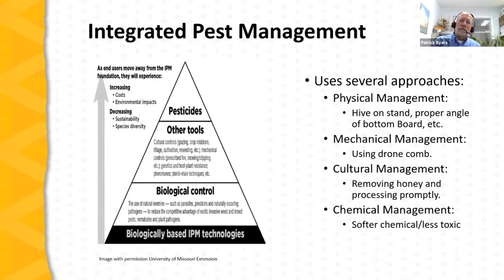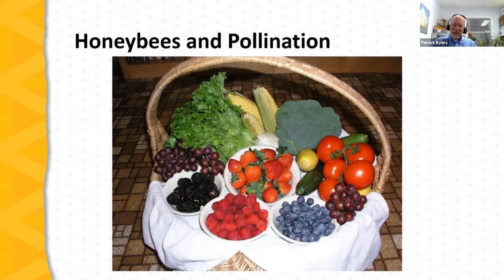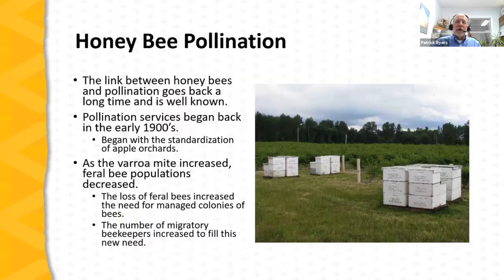Well, now let's turn our attention to pollination. And particularly for those who are thinking about beekeeping on a larger scale, it can be a very lucrative aspect of beekeeping to provide pollination services. If we look at this basket of produce, a number of the items in that basket are there as a result of honeybee pollination. So we want to recognize the value of honeybees and pollination. So again, this is a link that we've known about for a long time. Again, that honeybee-human relationship was based as much upon honey as it was upon pollination.